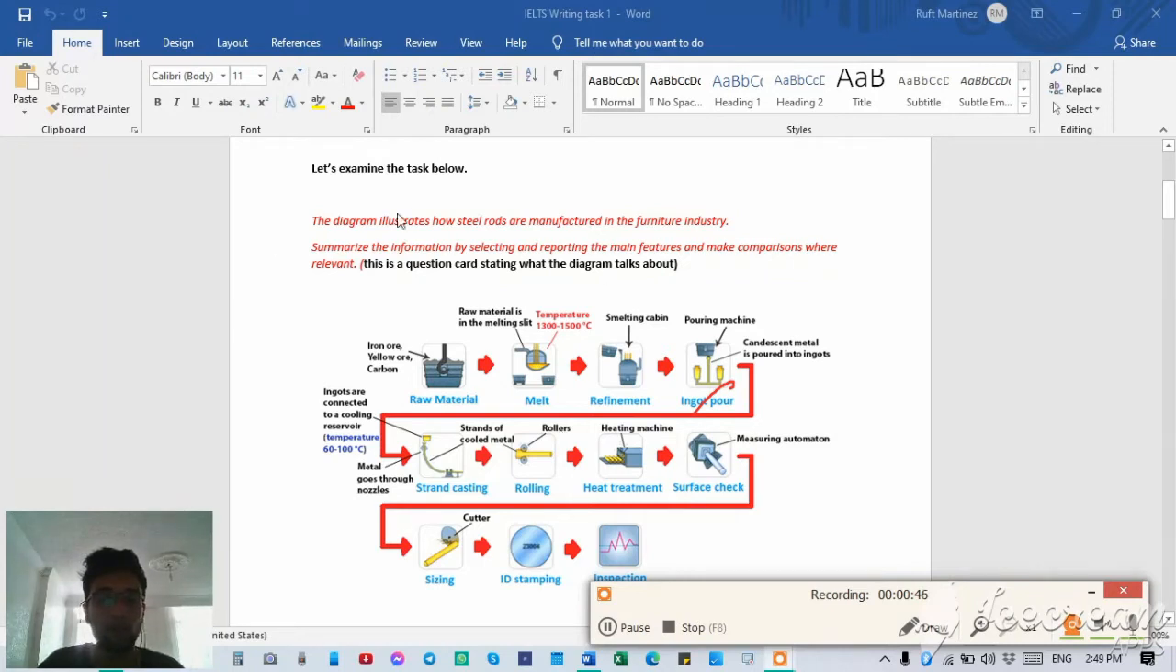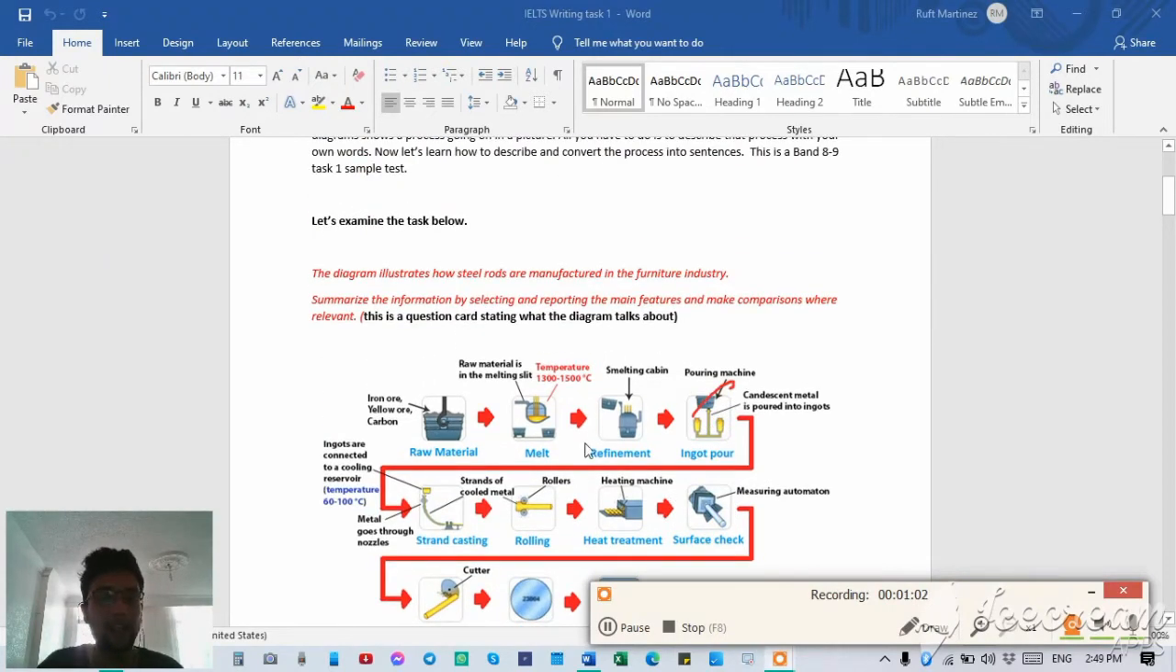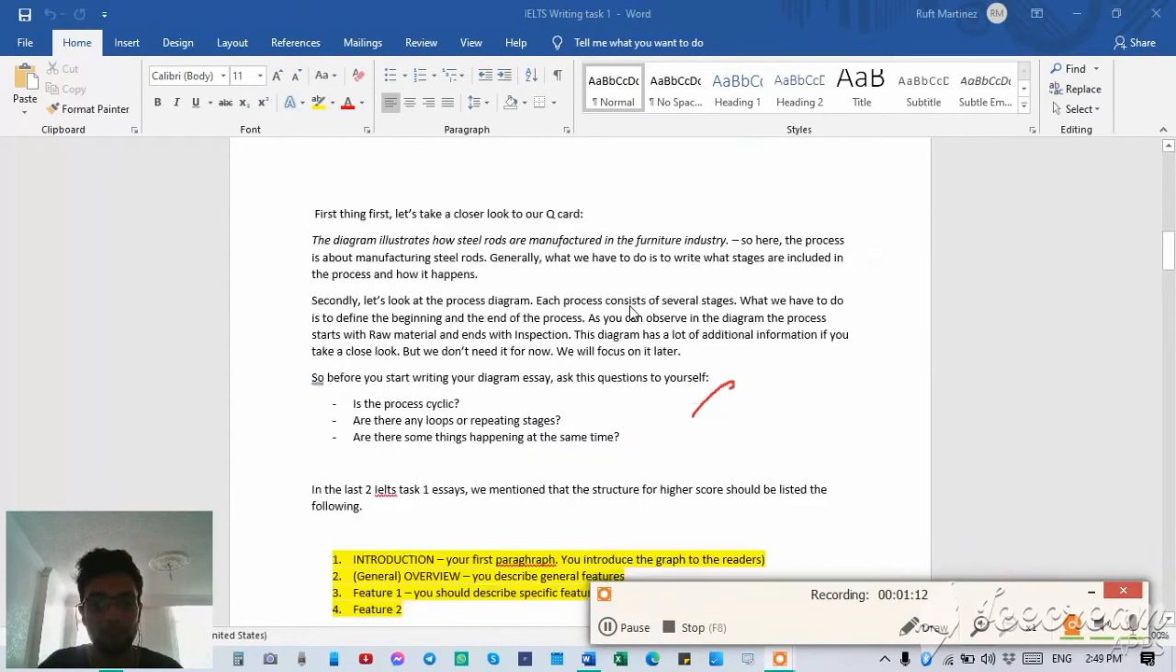So we have the question card and the diagram, and we've already met the question and the diagram. We've analyzed the diagram, and we've seen that there's a process and stages. Actually, there are 11 stages there. And what we are asked is: the diagram illustrates how steel roads are manufactured in the furniture industry.